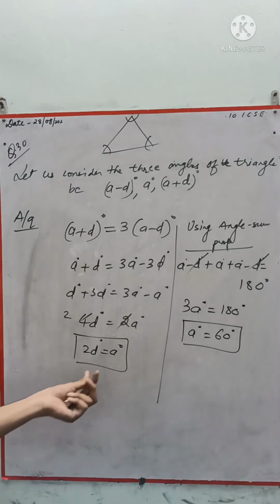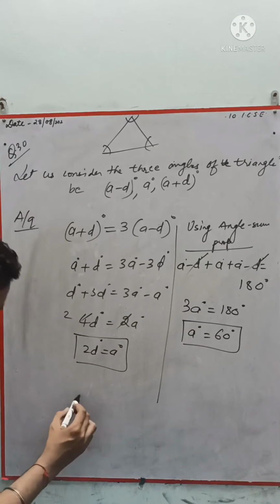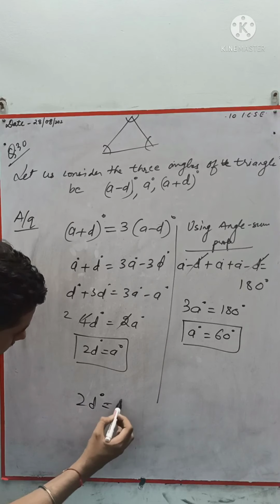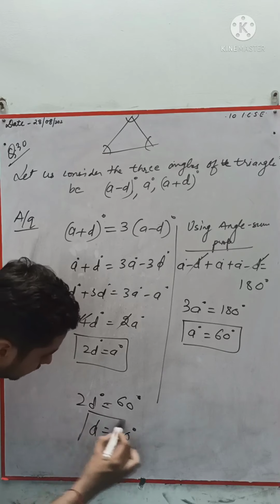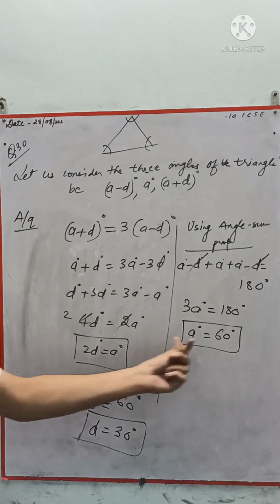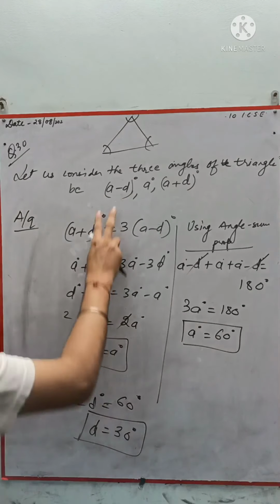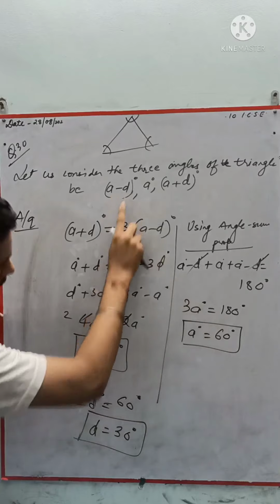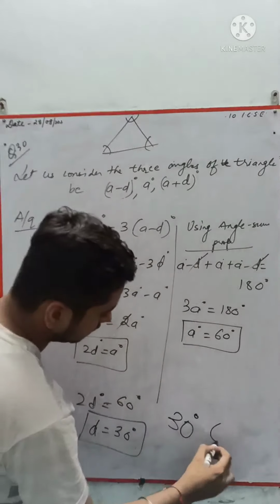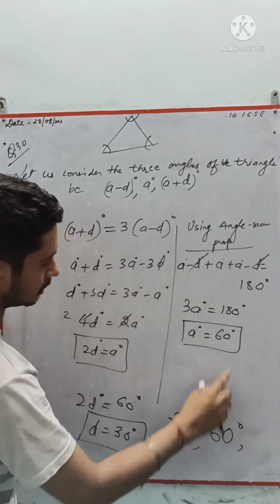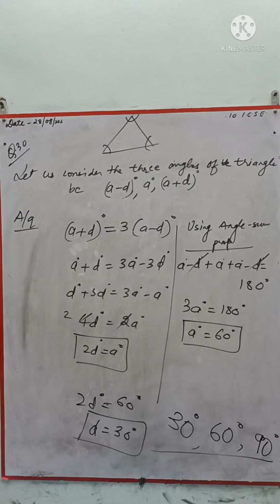Now in this equation, can we put A is equal to 60 degree? So 2D is equal to 60 degree. We got D as 30 degree. Did you understand this? We got A 60 and D 30. Now can we find what the three angles are? The very first angle, 60 minus 30, so first angle is 30. The second angle is 60 degree. And the third is 60 plus 30, 90. So these are the three angles.